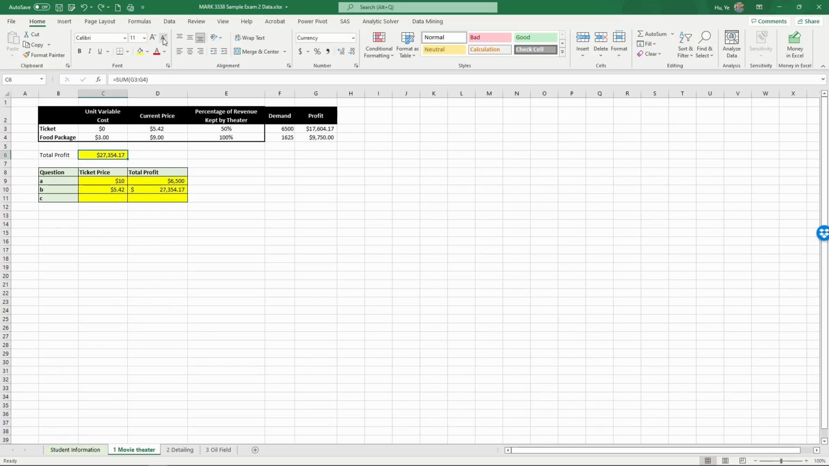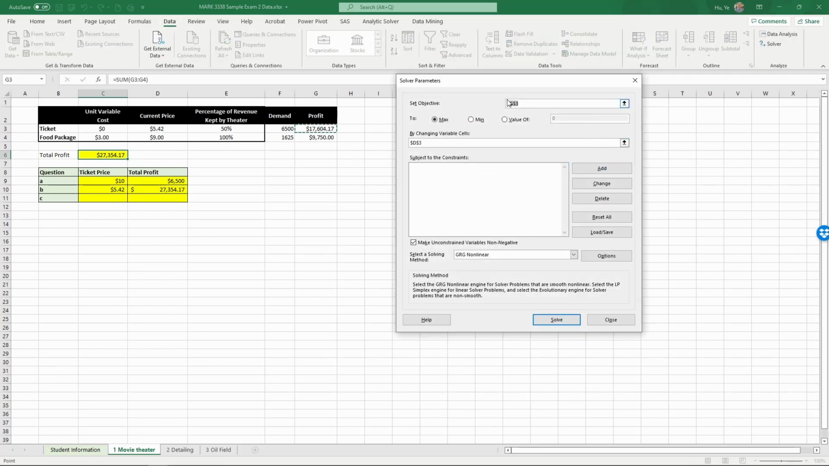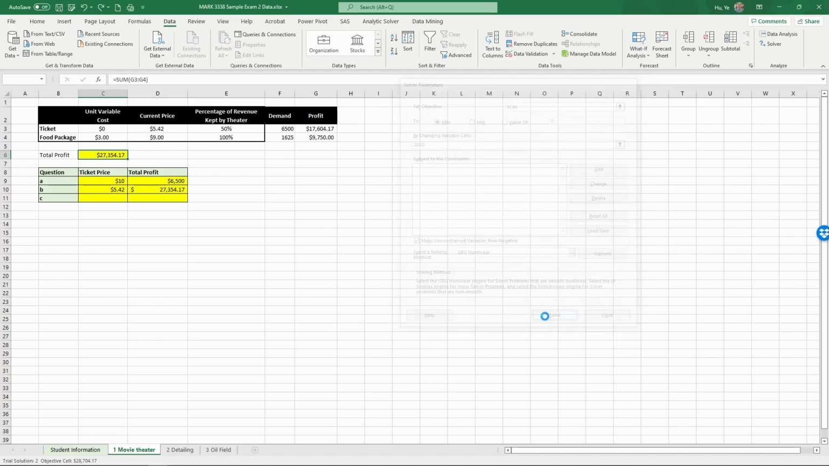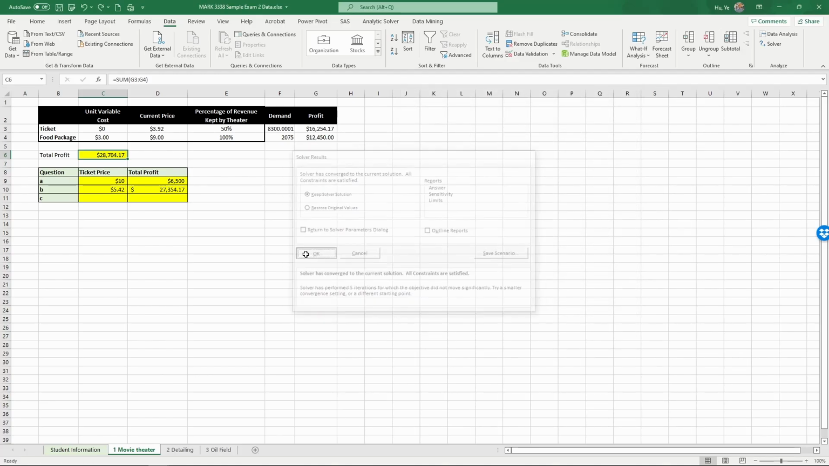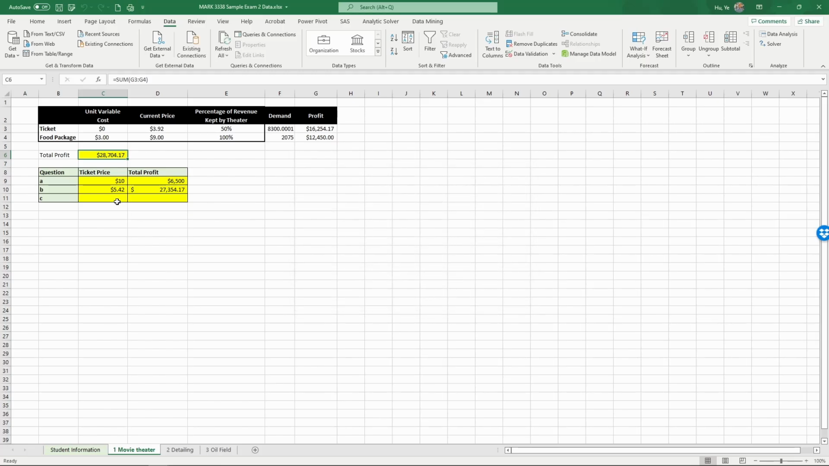So for Part C, we're going to maximize the total profit by setting the ticket price. Now we're going to use Solver again. So go to Data, Solver, and now our objective is changed to this number in cell C6. And again, by changing the variable cell here in D3, the current price, click Solve, and converged, okay. So now we have a ticket price of $3.92, and the total profit, Control C, right click, paste value only, is $28,000.